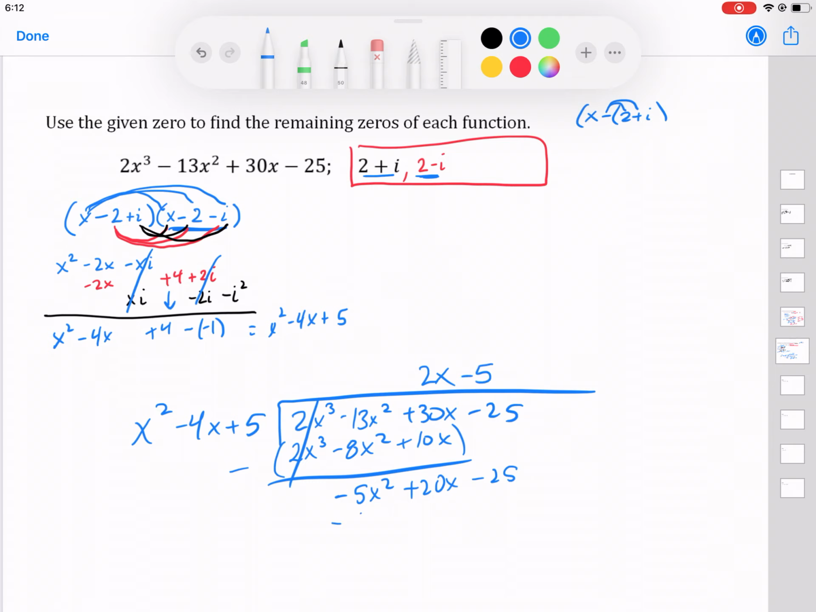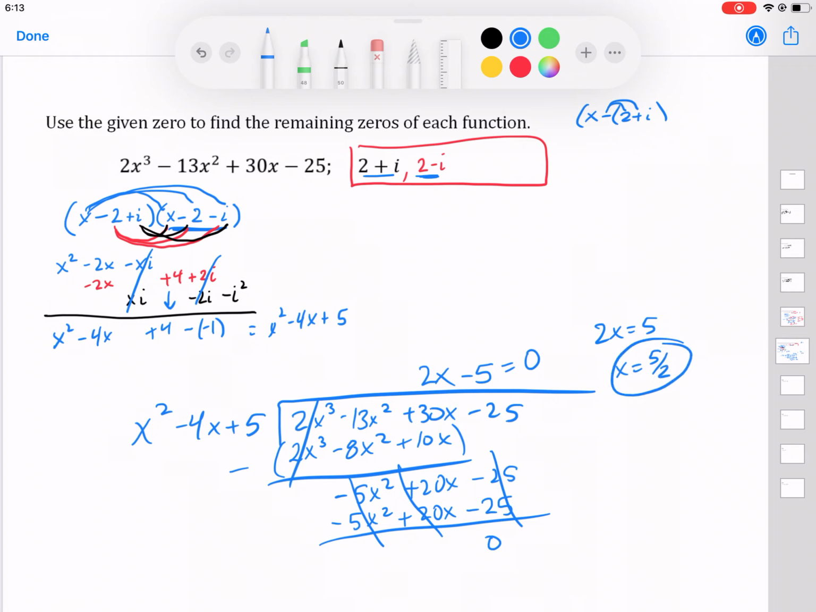Negative 5 times x squared is negative 5x squared. Negative 5 times negative 4x is a positive 20x. Negative 5 times 5 is negative 25. And all those should have matched up so that when we subtract, we end up with a remainder of 0. So our last factor is 2x minus 5. If we set that equal to 0, so 2x equals positive 5, if we add 5 to both sides, divide by 2, and you get your last zero of 5 over 2.